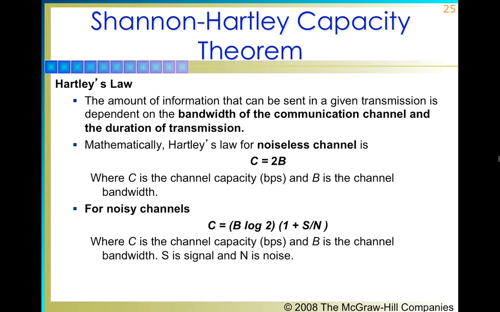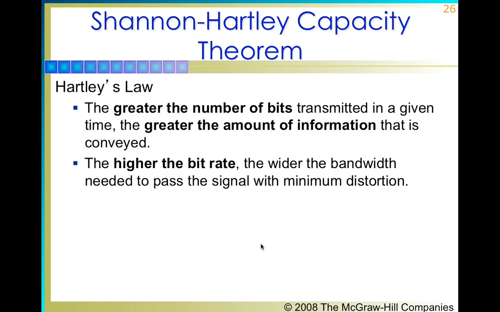And we can have two kinds of channels. A noiseless channel, where the bandwidth multiplied by 2 gives us the capacity of the channel, and noisy channels, where the capacity is the bandwidth B multiplied by log base 2 of (1 plus the signal to noise ratio). This calculation will give us the capacity of the channel in noisy channel conditions.